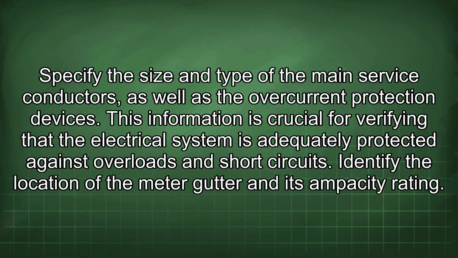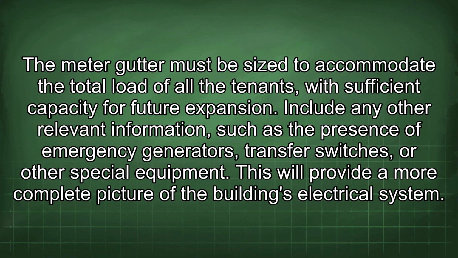Specify the size and type of the main service conductors, as well as the overcurrent protection devices. This information is crucial for verifying that the electrical system is adequately protected against overloads and short circuits. Identify the location of the meter gutter and its ampacity rating. The meter gutter must be sized to accommodate the total load of all the tenants, with sufficient capacity for future expansion. Include any other relevant information, such as the presence of emergency generators, transfer switches, or other special equipment. This will provide a more complete picture of the building's electrical system.